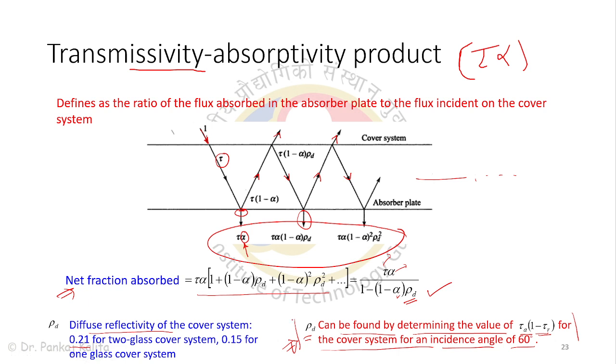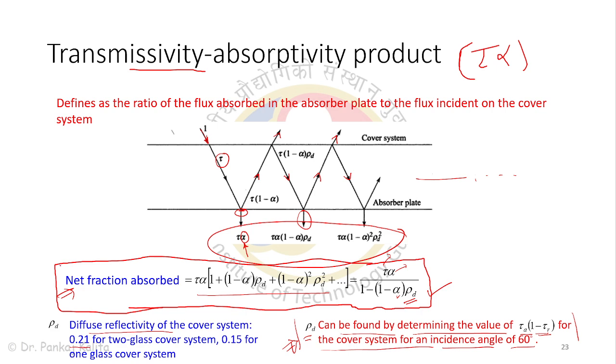So the net fraction that is absorbed, after deriving this, you will get this formula: tau alpha upon 1 minus (1 minus alpha) into rho d. So this is an important formula. Now rho d is basically your diffuse reflectivity, which depends on whether you are going for a one glass cover system or a two glass cover system, and it can also be found by determining this value.